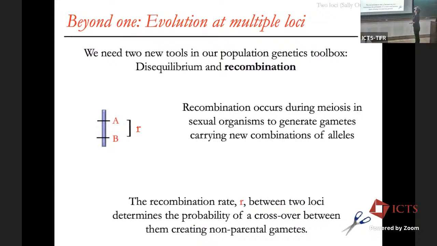Okay, the second tool we need is a measure of recombination between those loci, and that is going to be described by this recombination rate, little r. Recombination occurs during meiosis, and when chromosomes come together during meiosis, there's a possibility that that double helix is broken and recombines with a homolog chromosome. And that allows new combinations of alleles to be passed on to the offspring.